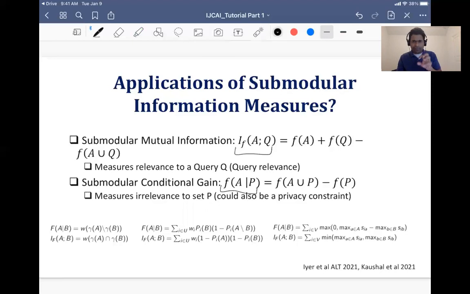So you can think of this from a perspective of irrelevance or privacy constraints, because in some sense what this will do is, to try to maximize f of a given p, it will try to get a set A which is as different from p as possible, right? So this equivalently can be thought of like minimizing the mutual information between A and P, right? Or trying to make it zero, for example, try to make it independent.